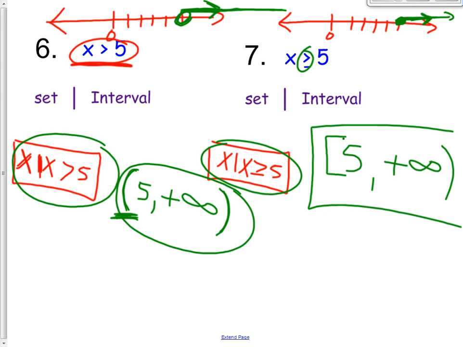Okay, like I said on problem number 6, infinity is always followed by a parenthesis. But you have to look at the brackets and the parentheses when it's greater than or equal to. Let's keep on practicing this.